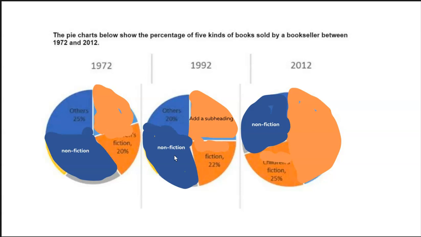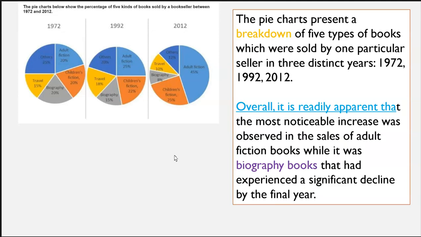You'll see, oh, look at that, in 72, non-fiction made up more than half, then it fell to about half, and now it's just over a quarter. So yes, there is an obvious trend here, but it might not be so obvious if you're looking at it with all those colors in it. Here's what our candidate wrote.